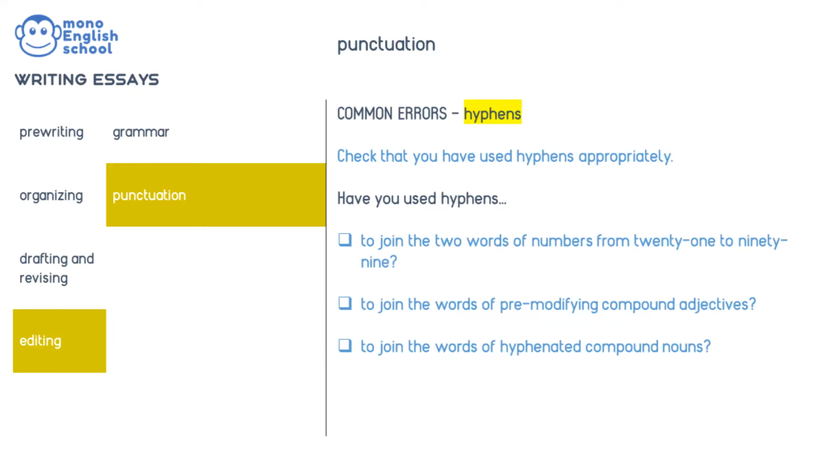Hyphens can be a tricky punctuation mark to get right, due to the nature of compound words, such as compound nouns and compound adjectives. Check if you have used hyphens to join the two words of numbers from 21 to 99, to join the words of pre-modifying compound adjectives, to join the words of hyphenated compound nouns.